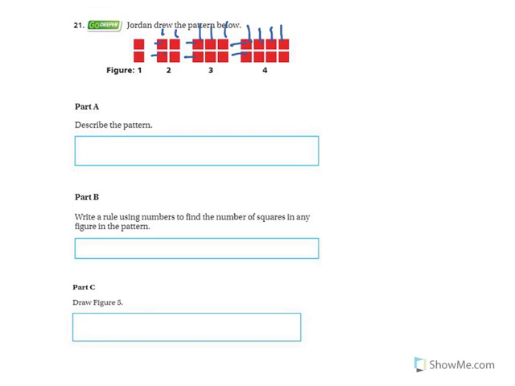But if we look at the number of squares in them, in figure 1, we have 2 squares. Figure 2, we have 2, 4 squares. Figure 3, we have 2, 4, 6 squares. And figure 4, we have 2, 4, 6, 8 squares. So we could also describe the pattern that each figure has 2 more squares than the figure before it.